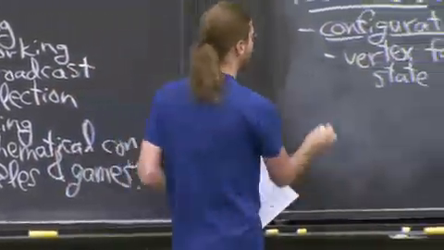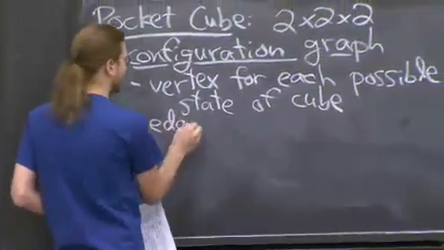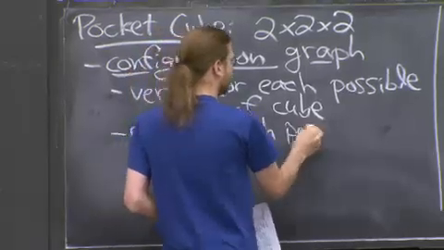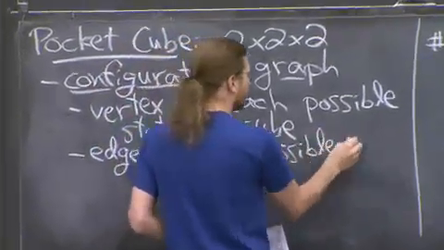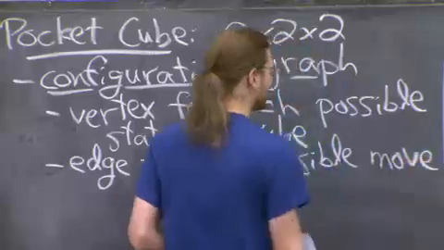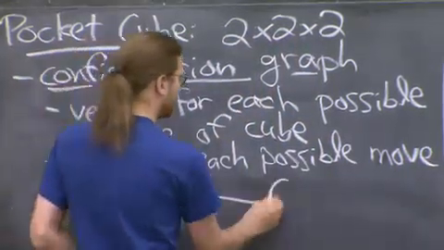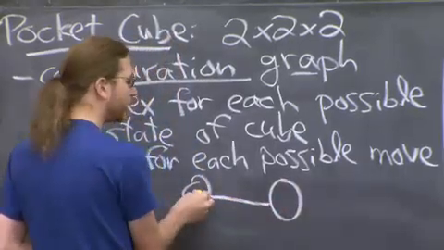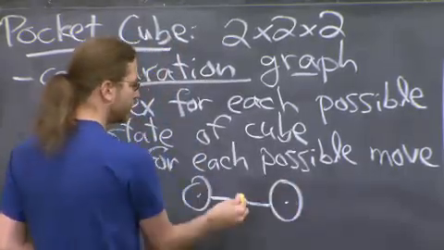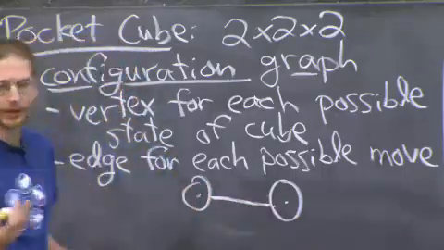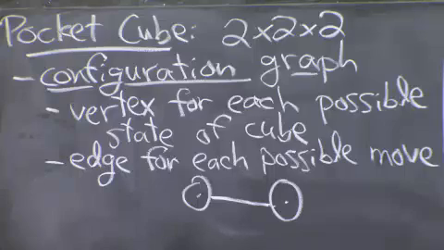OK, that's vertices. I should talk about edges. Every move takes you from one configuration to another. You could traverse it in one direction, make that move. You could also undo that move. Because every move is undoable in a Rubik's Cube, this graph is undirected. Or you can think of it as every edge works in both directions.